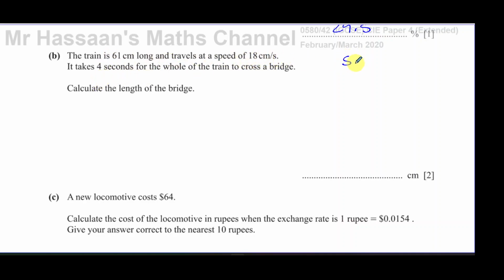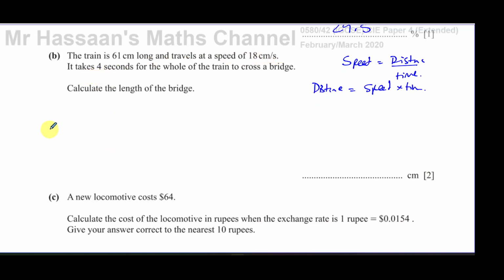And we know that speed is equal to distance over time. That's what we know. So we've got to calculate a distance. We've got to find the distance, or the length, of the bridge. So distance is equal to speed multiplied by time. All right, so we know that the total distance that the train has traveled when it crosses the bridge is given by 18 centimeters per second times 4.